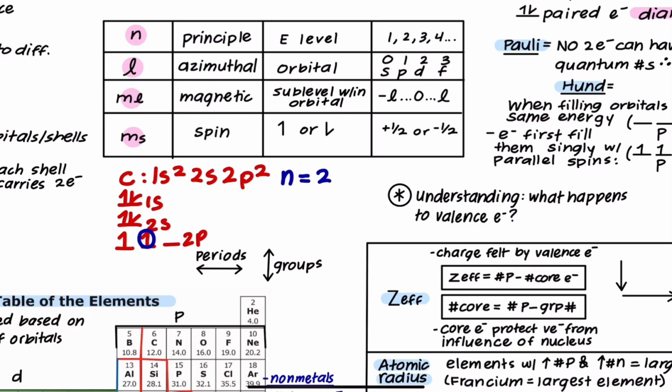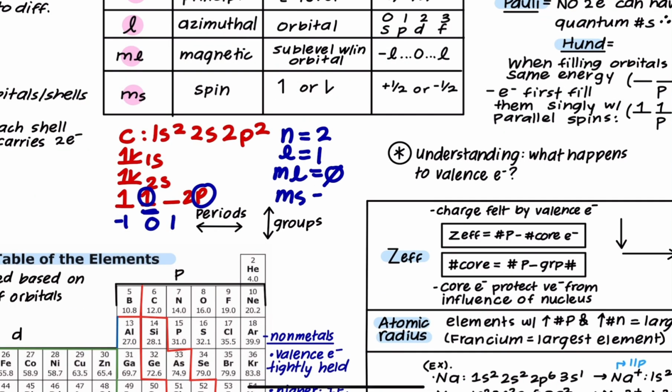N equals 2, because we are in the second energy level. L equals, we're in P, so L would equal 1, because P is 1. ML, therefore, would be negative 1 through 1. In this case, since we're right here, it would be 0. So ML would be 0 because this is negative 1, this is 0, and this is 1. MS would be spin up, so positive 1/2. And these are the 4 quantum numbers.